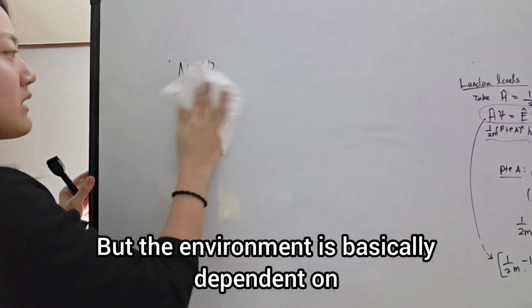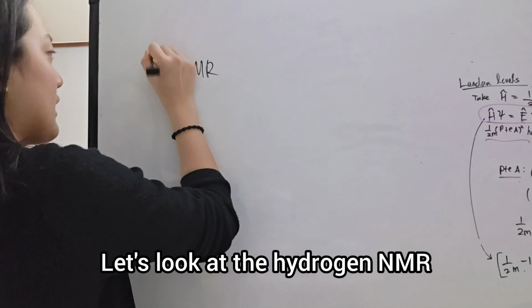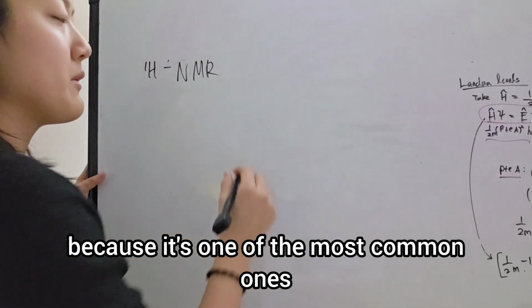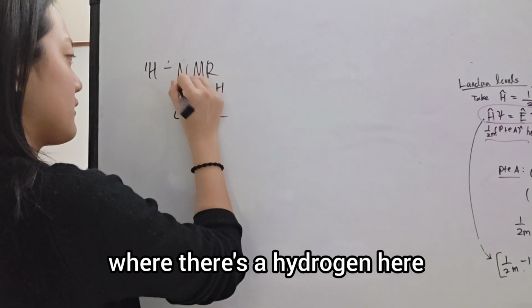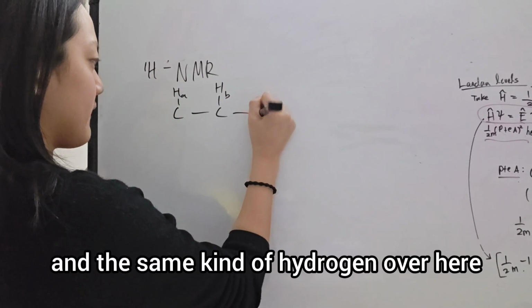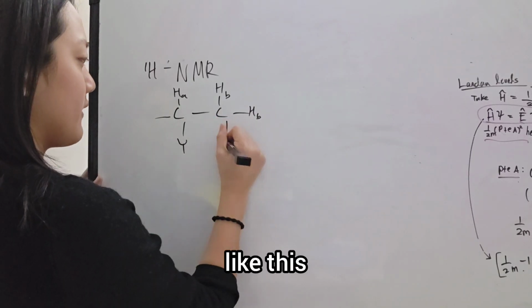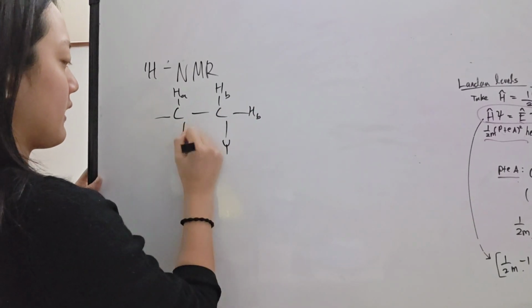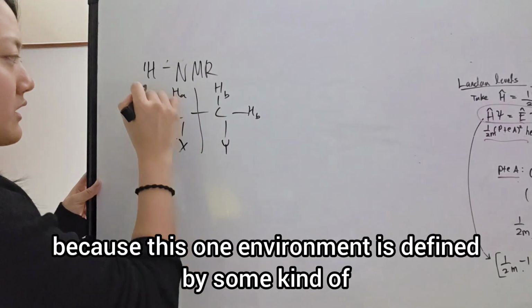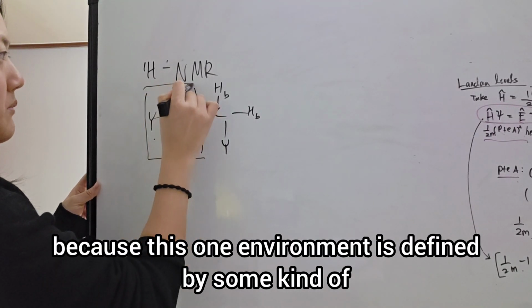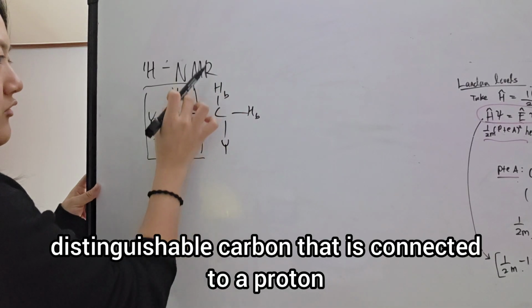But the environment is basically dependent on what kind of NMR it is. Let's look at the hydrogen NMR because it's one of the most common ones, and let's look at some kind of molecule where there's a hydrogen here, and the same kind of hydrogen over here, like this, and like this. So this is one environment because this one environment is defined by some kind of distinguishable carbon that is connected to a proton.